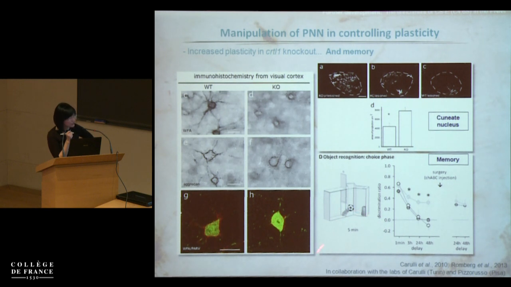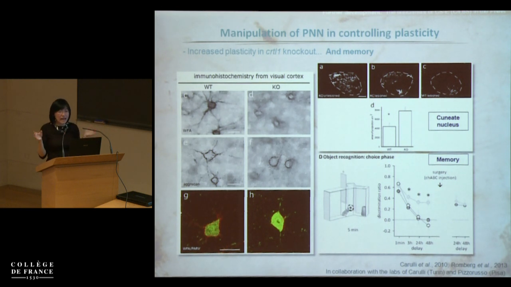You put two objects into the two arms of the Y maze, and then let them habituate with these two objects for 5 minutes. Afterwards, with different delays, from 1 minute to 48 hours, without seeing anything, you put the animal back into the Y maze, but instead of having the same two objects, you change one object to a new object.